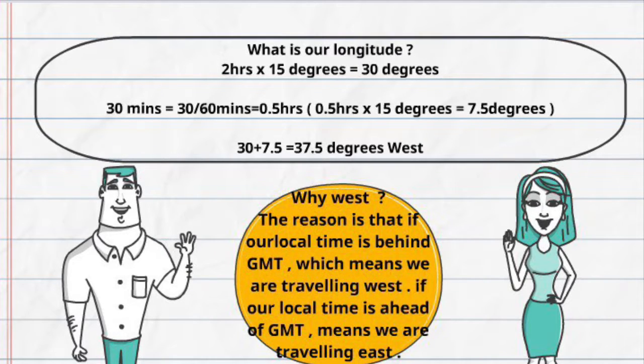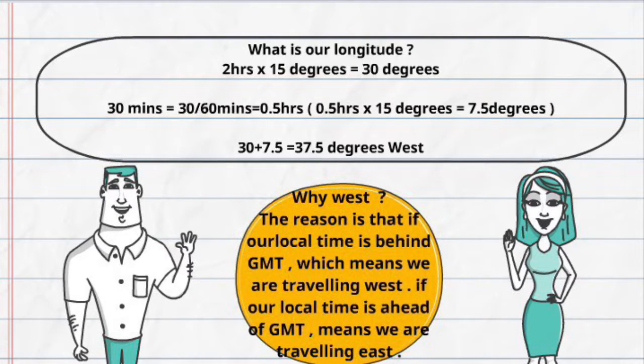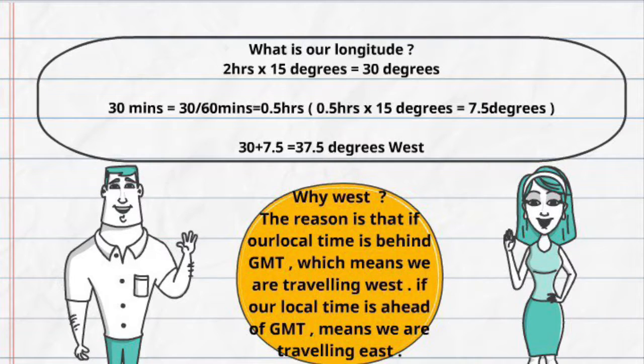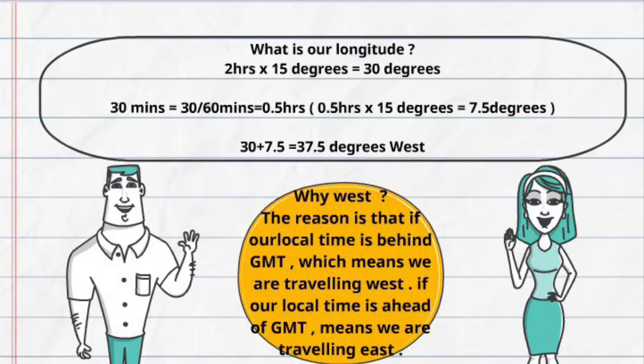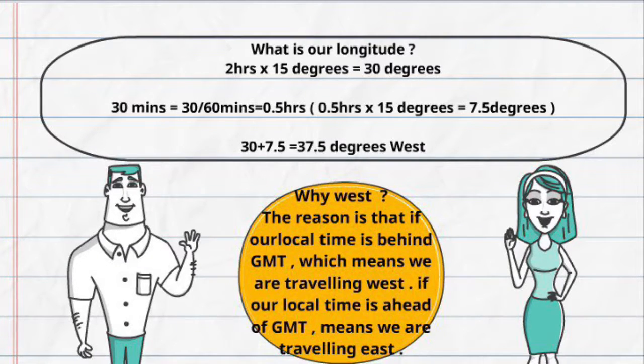For example, when the sun is at the top of its peak, which is 1200, the chronometer indicates that the GMT is 1430, which means we are behind time. And the time difference is 2 hours and 30 minutes, which is 1430 minus 1200, you get 2 hours and 30 minutes.